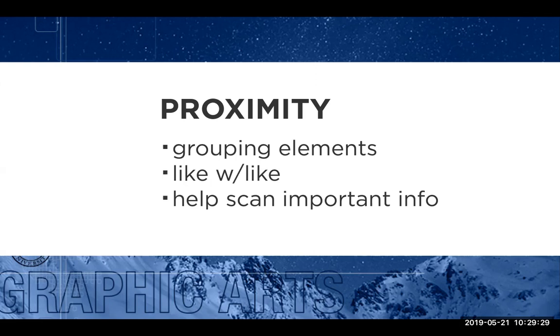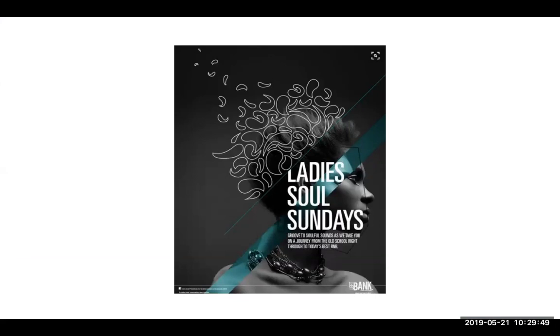So you put like elements with like elements, and just kind of creating these discrete, distinct groupings of things really helps you be able to scan important information and kind of skim a document to figure out what's necessary, what's the main event, that sort of thing.